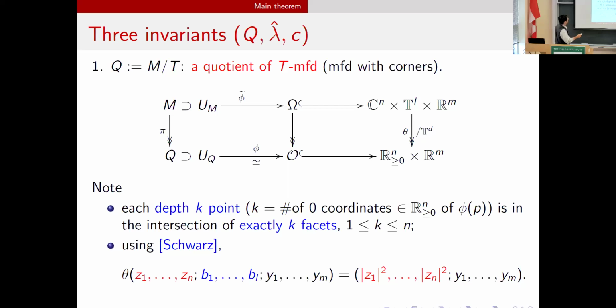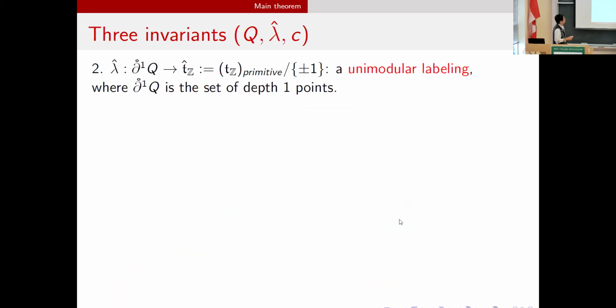Okay, let's continue. So this is the first example, the first invariant. And the next invariant is called the unimodular labeling. We denote the depth 1 points of the manifold with corners by these notations. And the unimodular labeling is a function from these depth 1 points to this one. T hat is a primitive element up to sign.